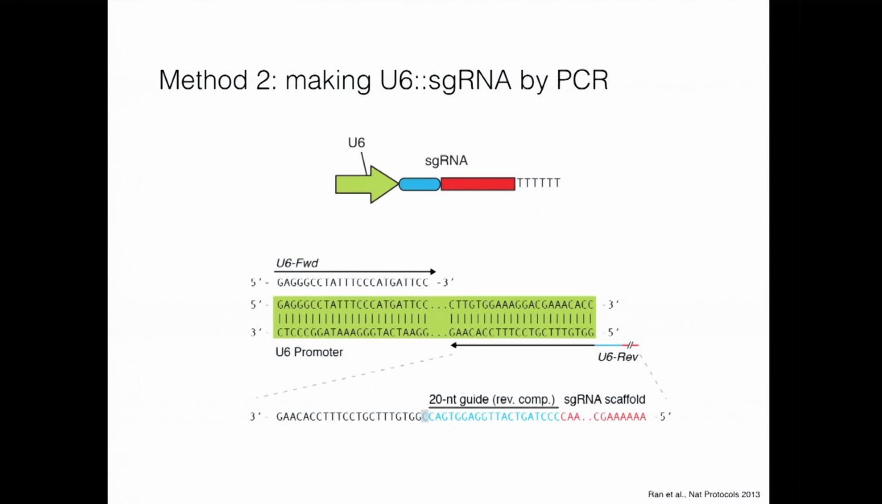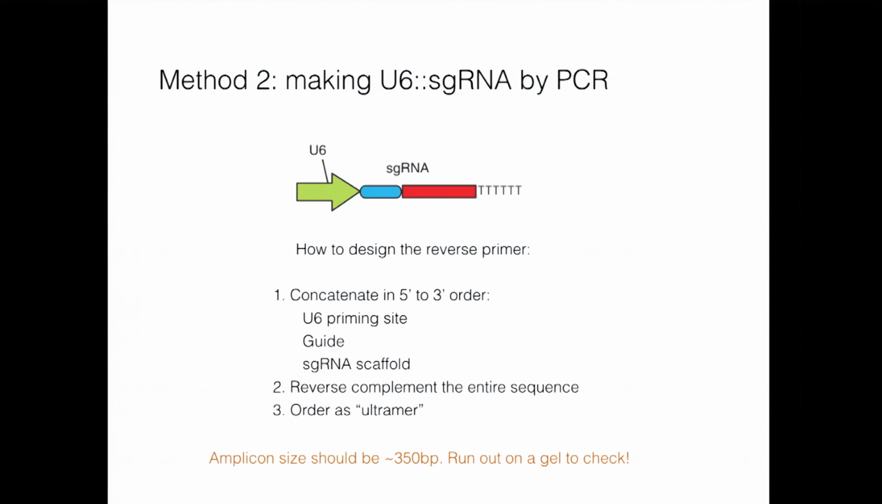So the second method is making the short PCR product and just transfecting the linear PCR product directly for the guide. For this one, we can design a custom primer that amplifies off the reverse strand of the U6 promoter and a standard U6 forward primer. And that will basically concatenate the U6 promoter in front of the guide that we order as a primer. So how to design this?